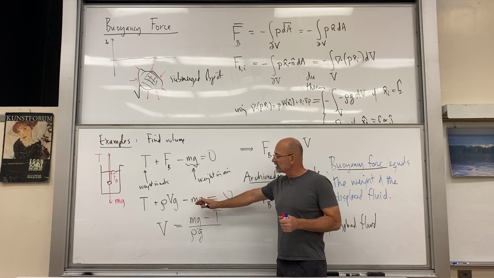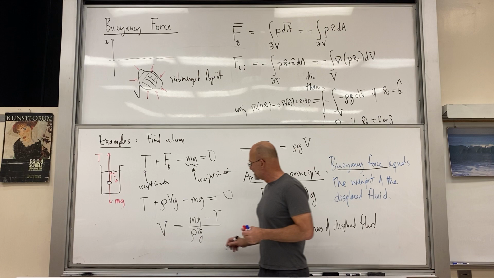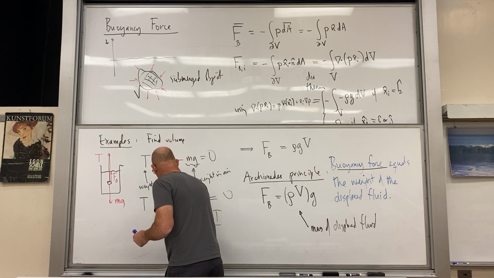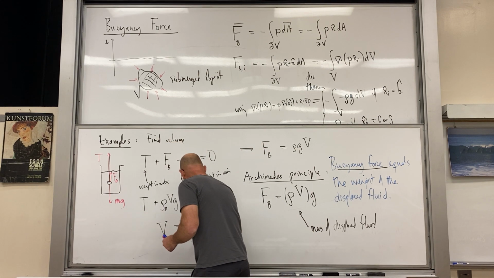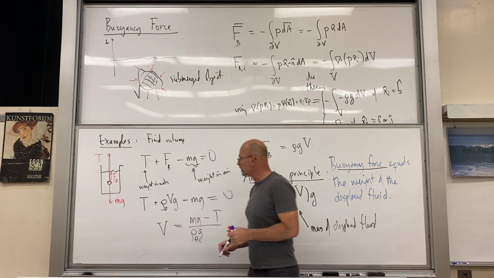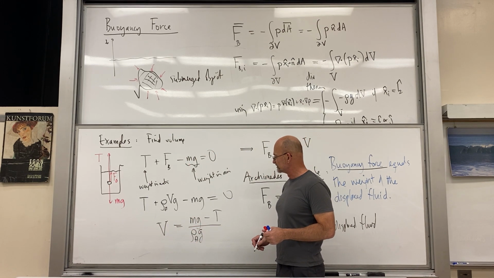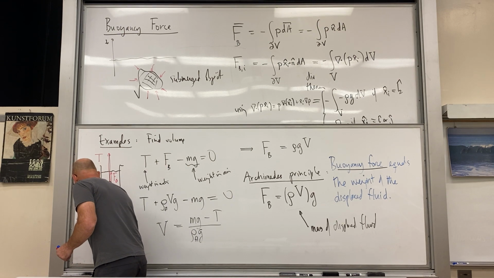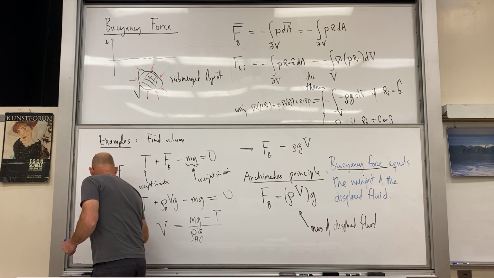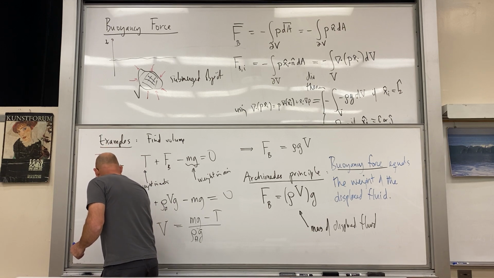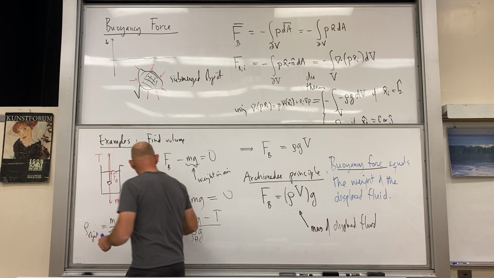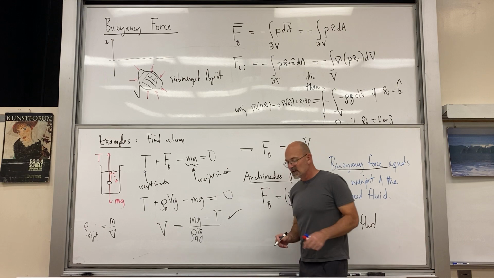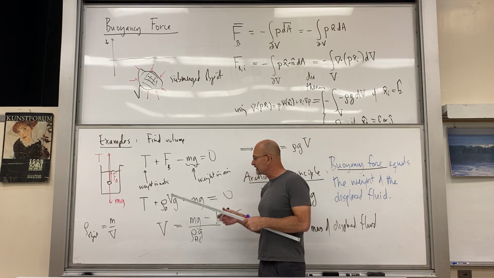Once you have the volume, of course, you can find the density. So this is the density of our fluid, which we're assuming is water in this case, but it doesn't matter. The density of our object is now going to be its mass divided by this volume that we just measured. So this is how you could determine the density of an object.